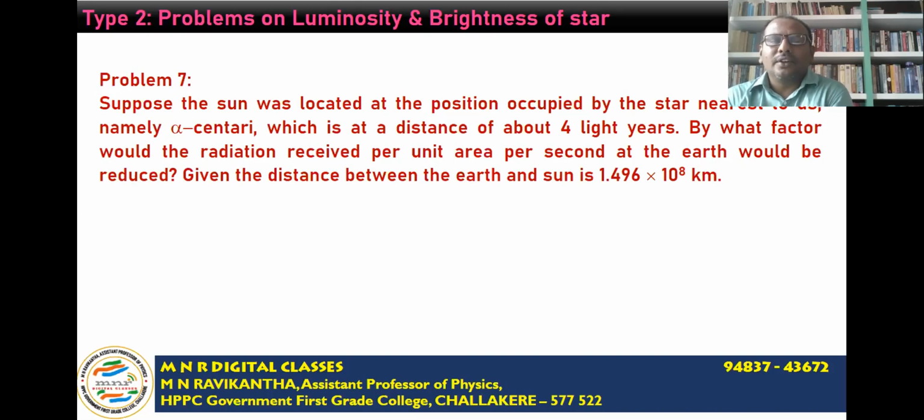We know that the sun is at a distance of 1.496 into 10 to the power of 8 kilometers from the earth. If its position changes to a new position, which is at a far off distance, 4 light years, automatically we know that the brightness decreases. So in this problem, we have to find by what factor the brightness of the sun decreases.